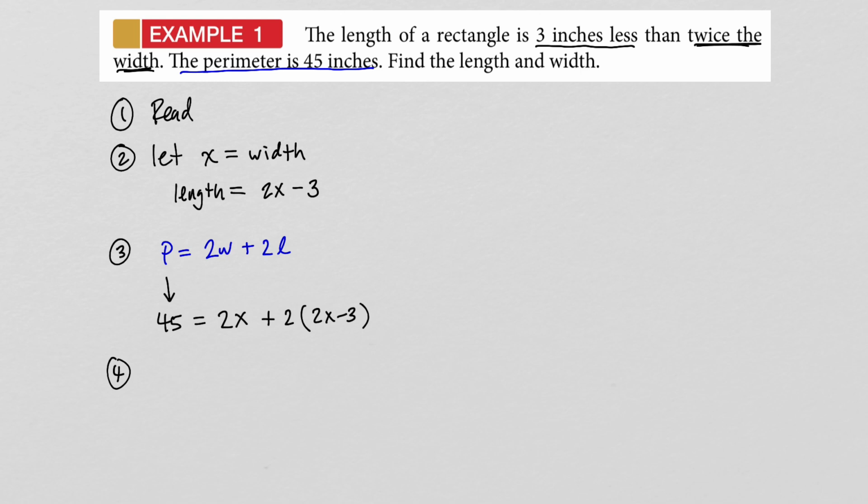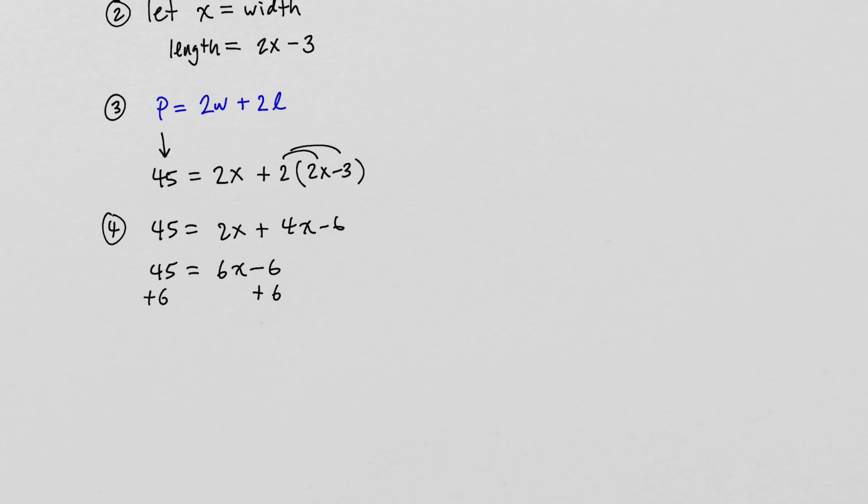And then the last step is to solve this equation. So now we're just going to distribute here. 2 times 2x, 2 times negative 3 is going to give us 4x minus 6. Combining like terms, we have 6x minus 6. And then now we're going to add 6 to both sides. This gives us 51 is equal to 6x.